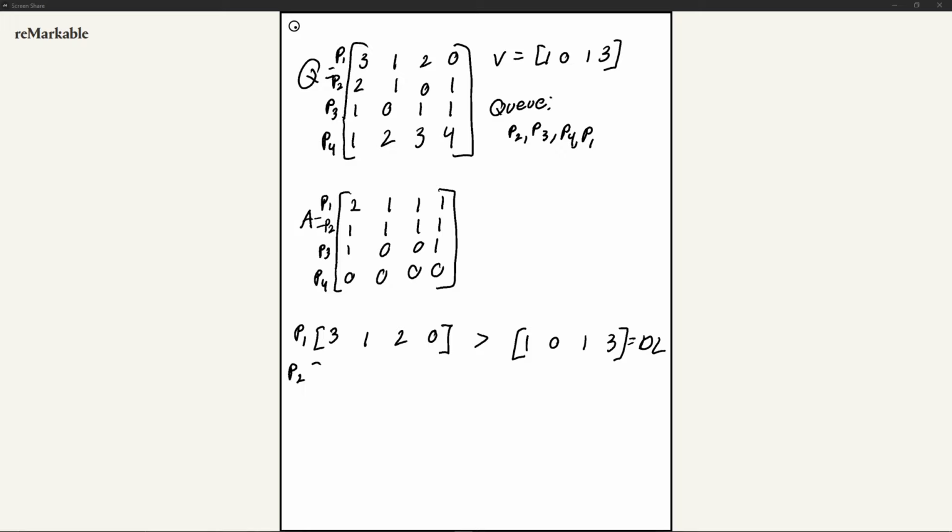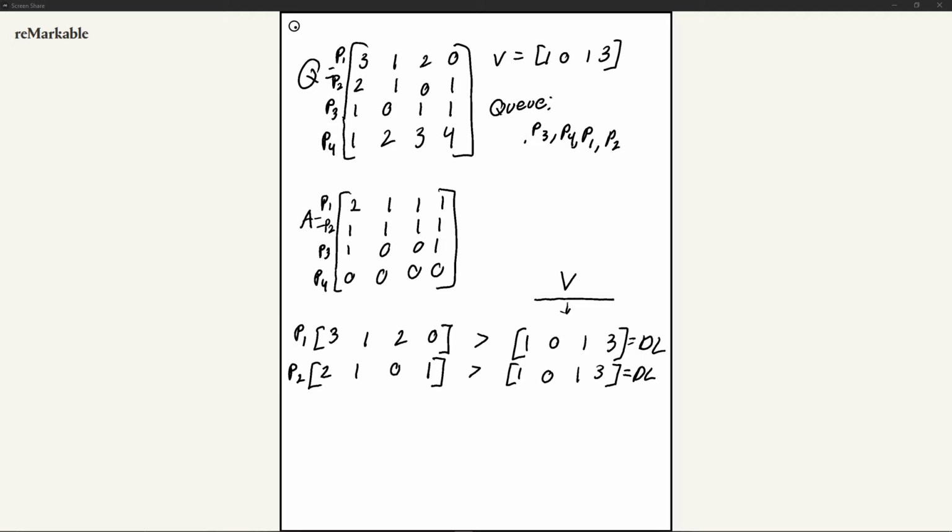So P2, we have 2, 1, 0, 1, and we compare that to 1, 0, 1, 3. I'm just going to say that all of these are V. So is 2 less than or equal to 1? Nope. So immediately this is also deadlocked. Let's go ahead and move this into the back of our queue.